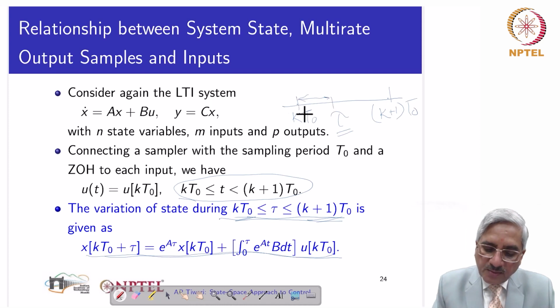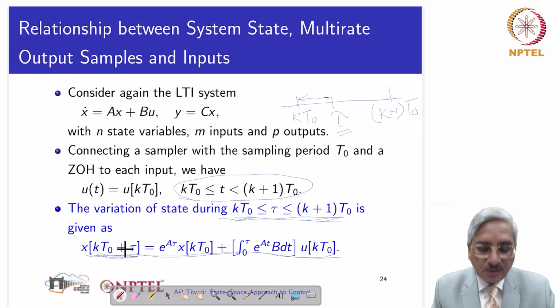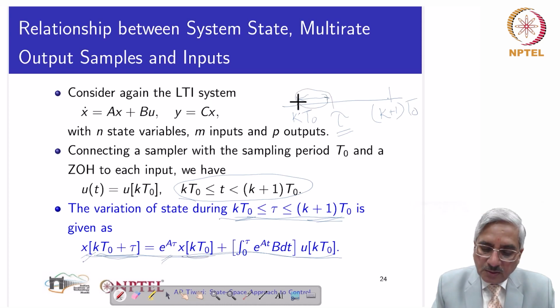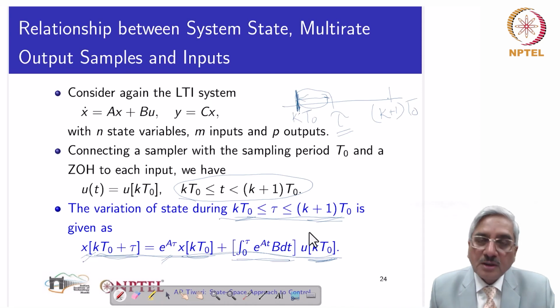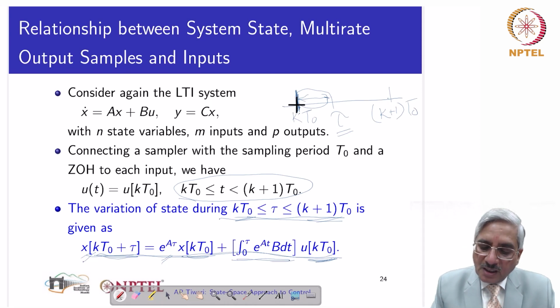So at any time past kt0, given by kt0 plus tau, the state x will be given by e power A tau into x(kt0). The state here will be treated as the initial state, plus this integral into the input at this instant. This will be the solution of the state at any time between this and this, including this.